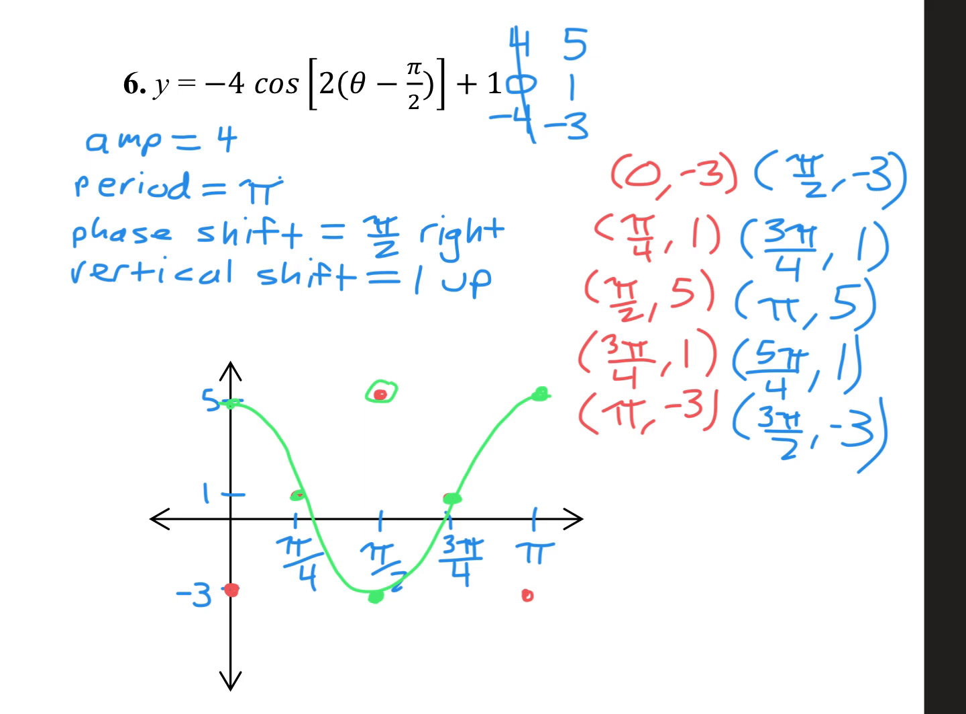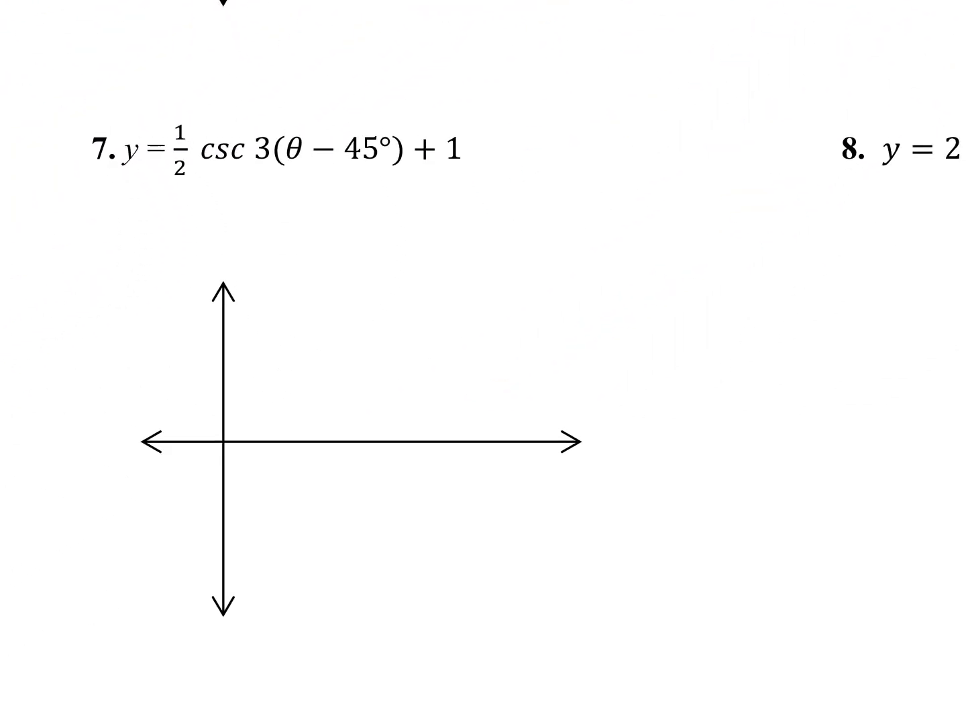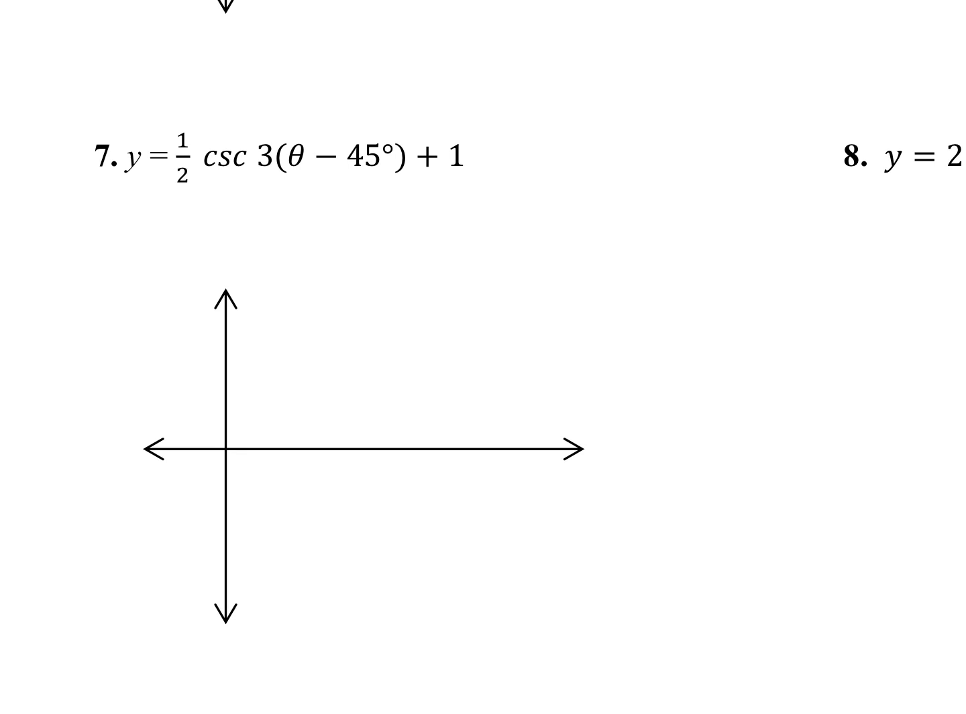And notice that our green graph has this point, and it also has this one, and it has this one. And then you could just kind of use the patterns to find the other two. The pattern of top, middle, bottom, middle, and so on. All right, the last two, we have some reciprocal graphs.